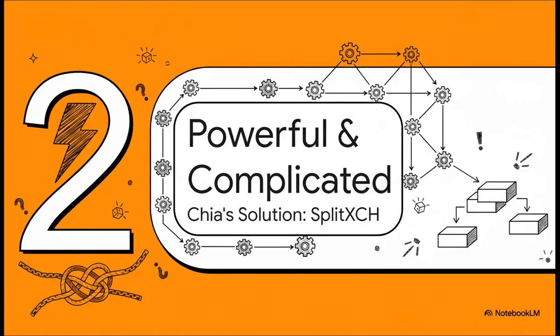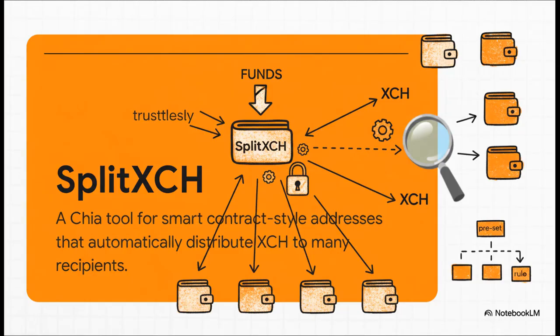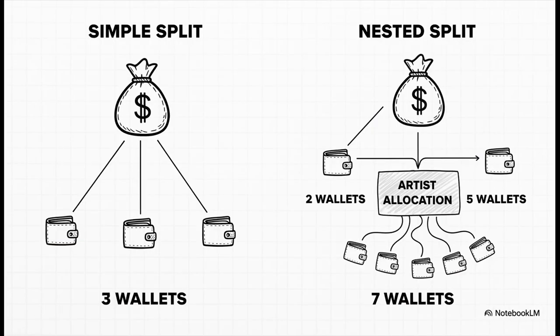Now, to solve this, the Chia blockchain actually has a really powerful native tool called Split XCH, and it's designed for these exact kinds of automated distributions. But here's the catch. Just because something is powerful doesn't mean it's easy to use. At its core, the idea is brilliant. You send funds to just one single address, and it automatically splits and fires them off to multiple wallets based on rules you already set up. It's completely trustless, no middleman needed at all. A simple one-to-many split is straightforward enough.